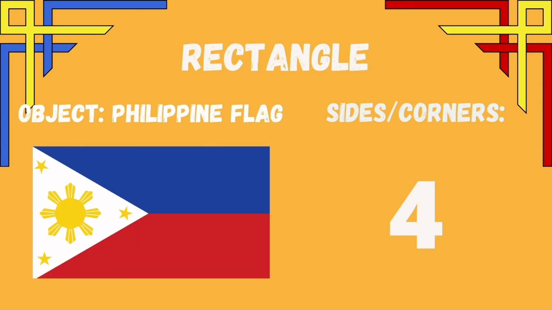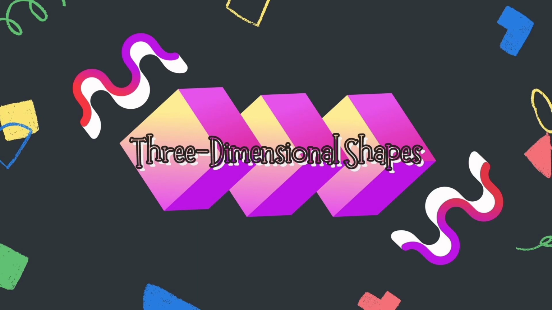And lastly, we have a rectangle. It also has 4 sides, and we have our Philippine flag here as an example. We're already done with the 2D shapes. Everyone, time for our 3-dimensional shapes.